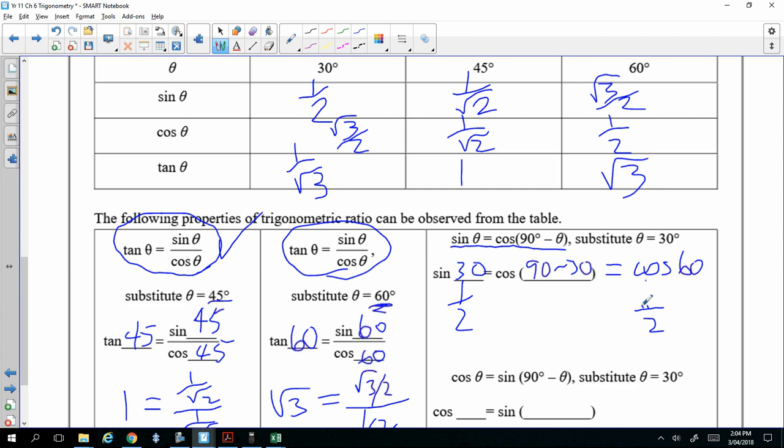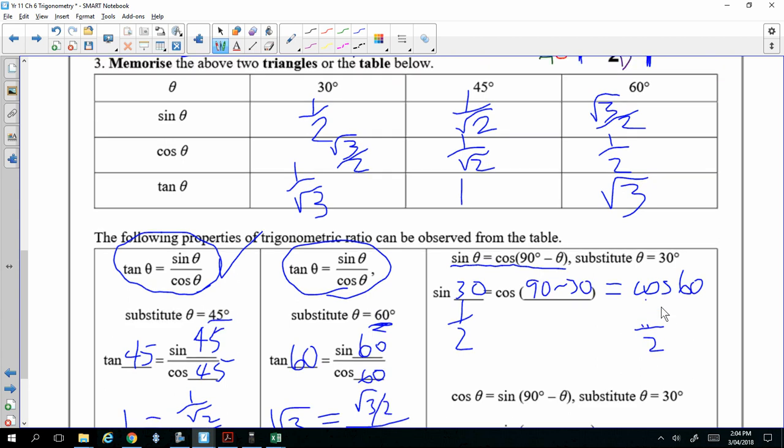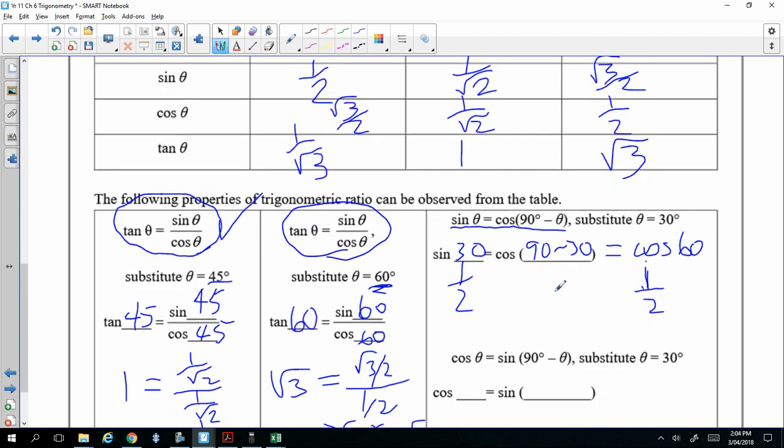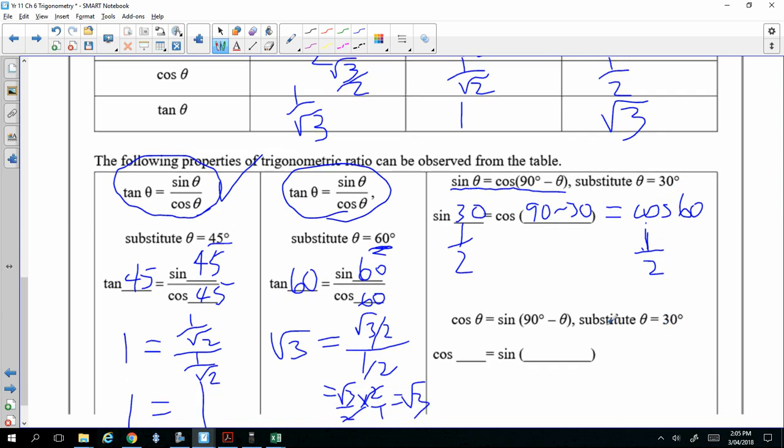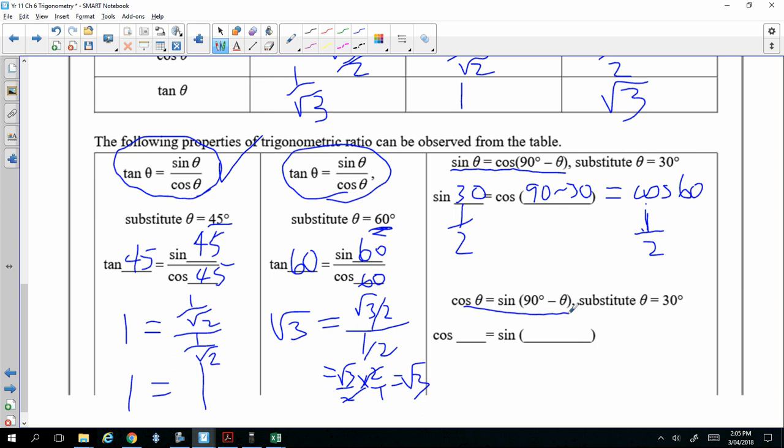So you can see this formula works. Not just for 30, and you can see the reversal also works. So cos 30 is the same as sine 60. Yes, it is, because they are both equal to root 3 over 2. Right?